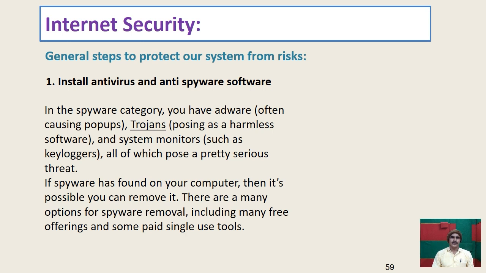Trojans pose as harmless software, and system monitors such as keyloggers. Now what are keyloggers? It is software which records every keystroke of your keyboard. So it records the keystrokes and steals your information from your system. All of which pose a pretty serious threat. These different softwares can cause harm to your computer system.